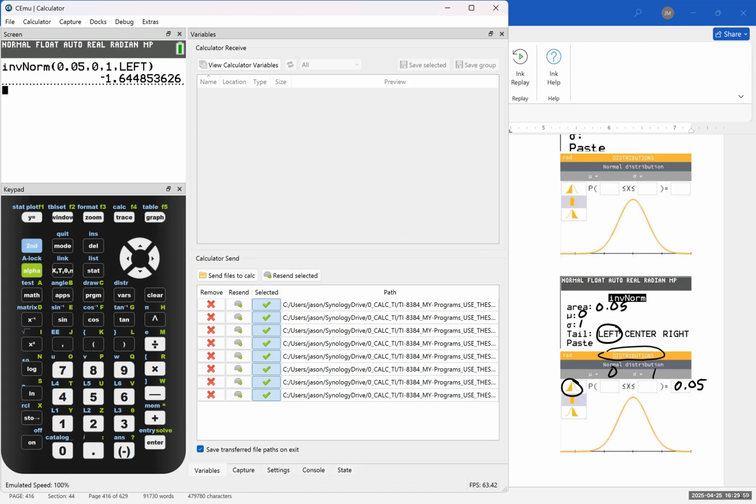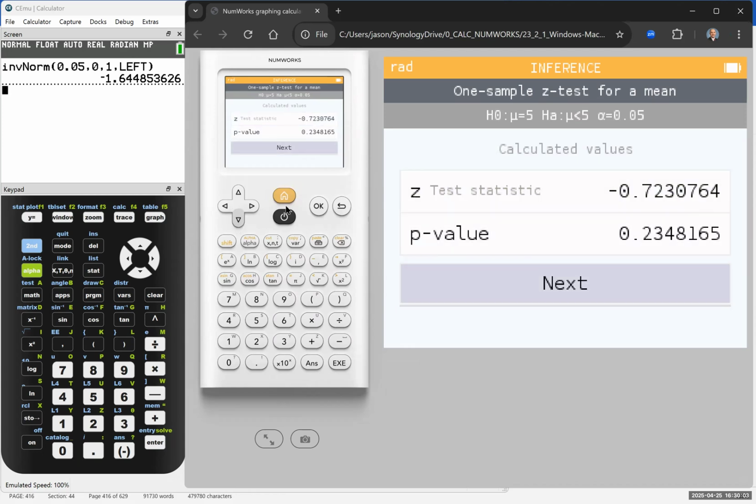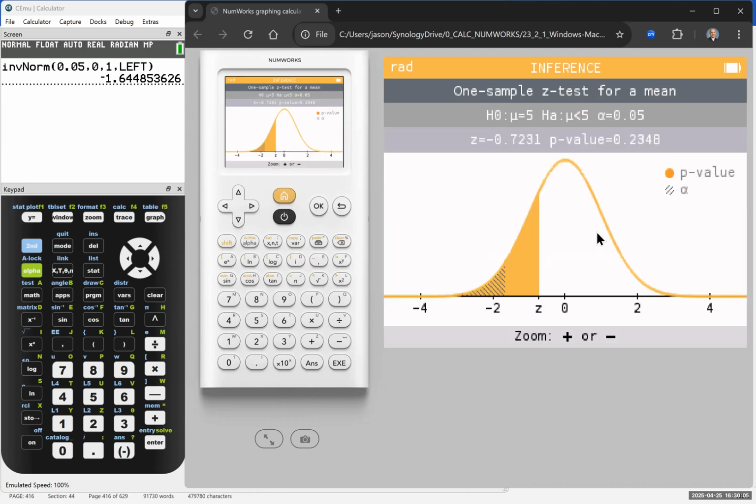Let's do that on the NumWorks. So I'm just going to hit the home button. Let me hit next here. See what it shows us. Oh yeah, it gives us both the test statistic and the p-value. It's given us quite a bit, but I want to get more details. Anyway, let's keep going. So let me hit home.